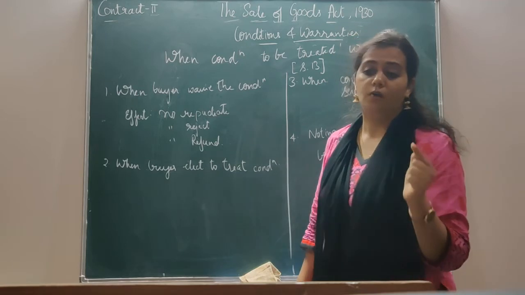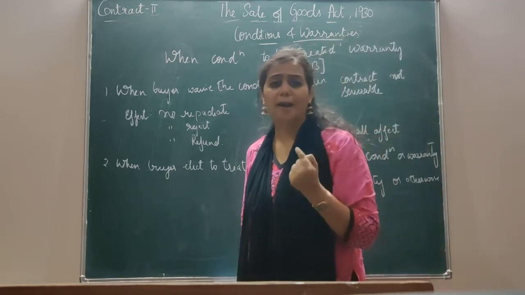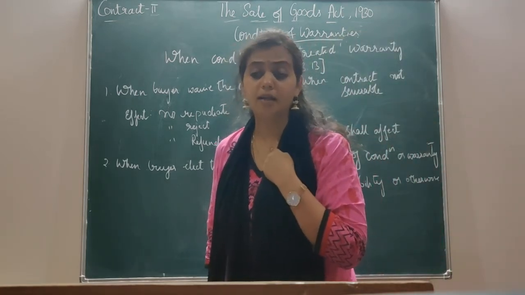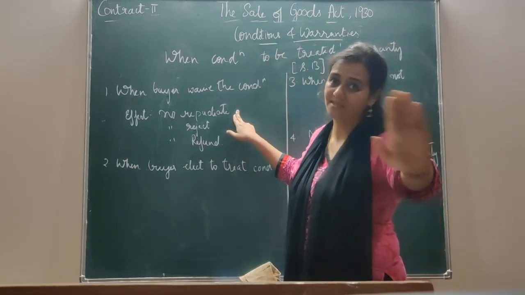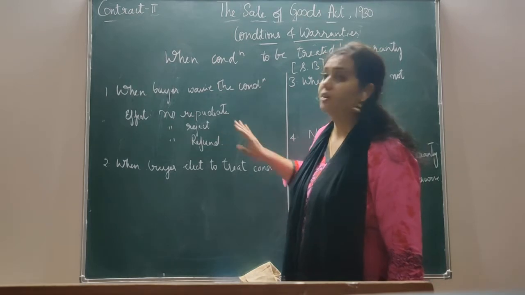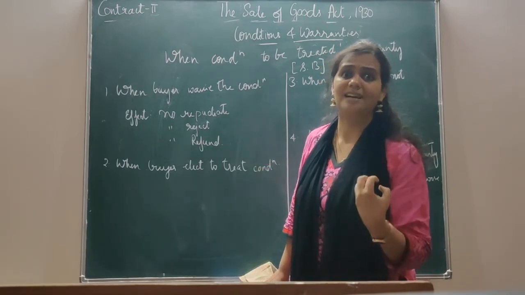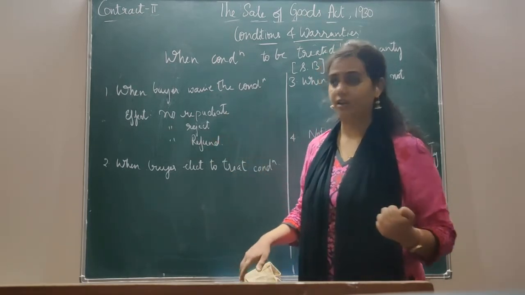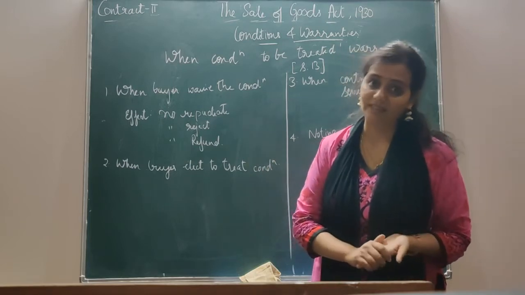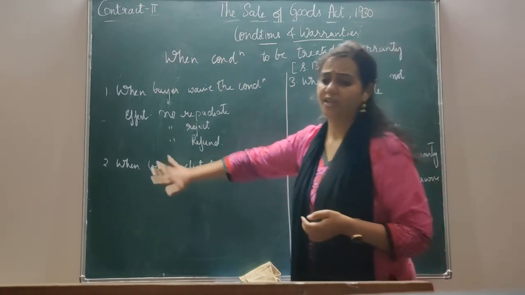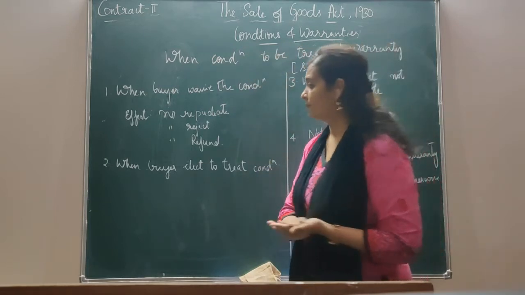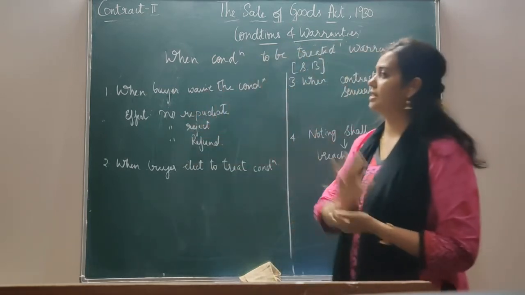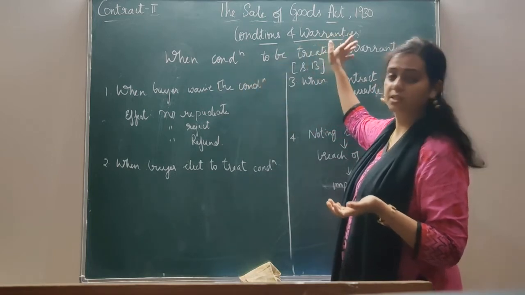So what are the effects? The buyer loses the right to repudiate the contract. He cannot cancel the contract, or even reject. As the buyer is accepting it, he can't even reject it and cannot ask for a refund also. These are given under subsection 1 of section 13. Okay, now we have got to know the first situation where the condition is treated as a warranty.